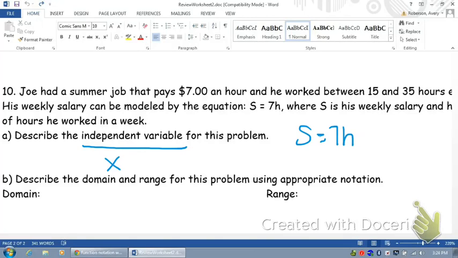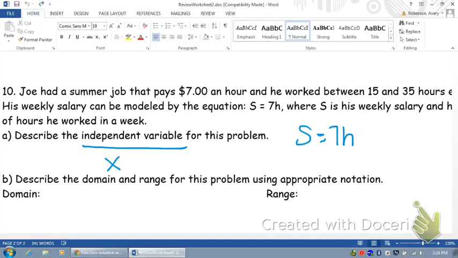If I'm looking at this, I'm going to have you guys think about it. I'm not going to tell you the answer because I want you to think about it, but I'm just helping you along the way. S is equal to 7H. You've got to figure out what's going to be the independent variable, what's going to go on the x-axis. Think about that very hard.